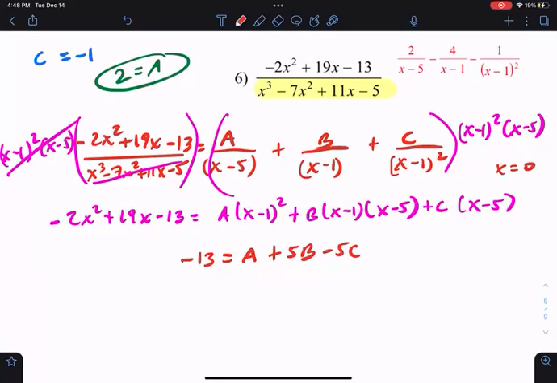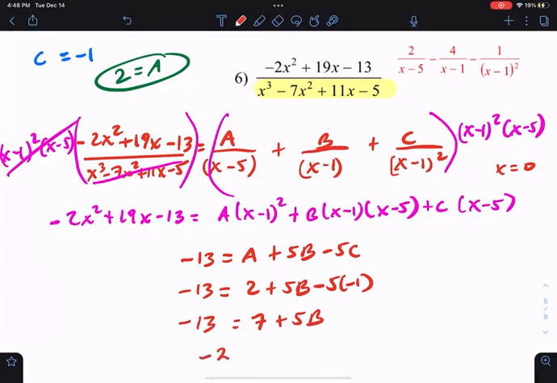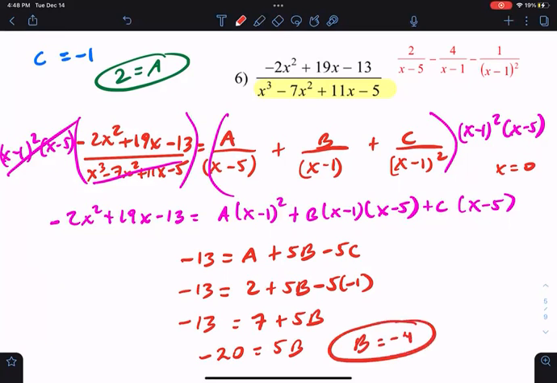Right? So a, we said that it was 2. 5 minus 5 times negative 1. Right? So this is negative 13. Let's see what happened here. So this is 7, right? Plus 5b equals negative 13. This is negative 20. Now it's okay. 5b, so b equals negative 4, right? Actually, it's 4, right? Actually, no, it's negative 4. Negative 4. Okay, so now we get the problem, right?